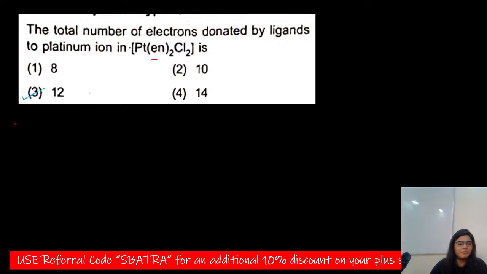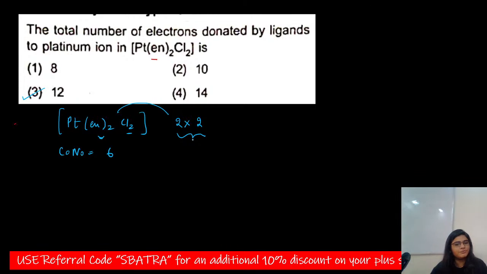See how this answer is coming. Total number of electrons donated by ligands to platinum ion. So this is your complex Pt(en)2Cl6, and the coordination number for this complex is 6. How? Two is these chlorine ligands, and this one is a bidentate ligand. So we have two bidentate ligands, and one bidentate ligand has two donating sites. That means 4 coordination number is coming from these two ethylene diamine ligands. Then we have 2 chlorine ligands, so definitely 2 is coming from here. So total coordination number is 6.